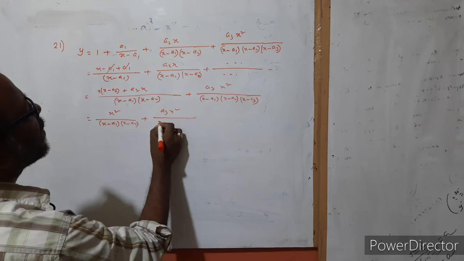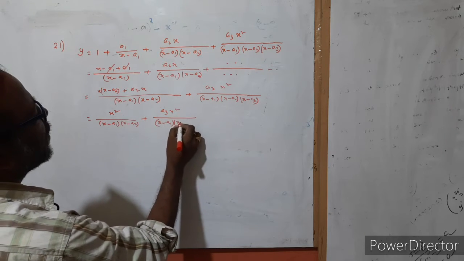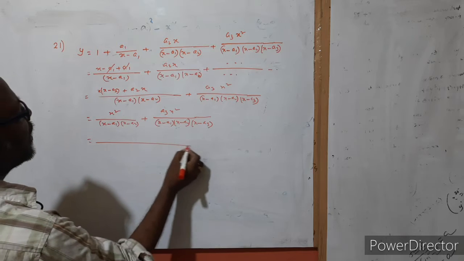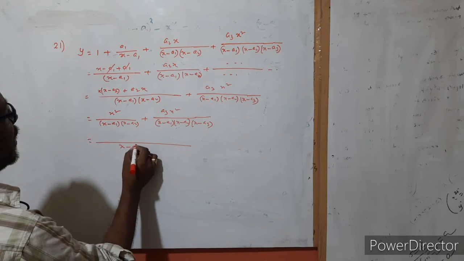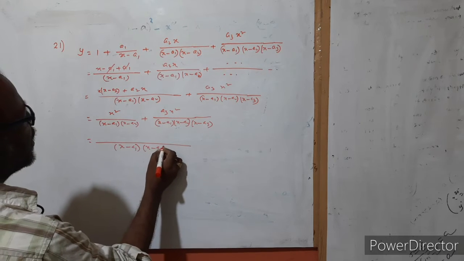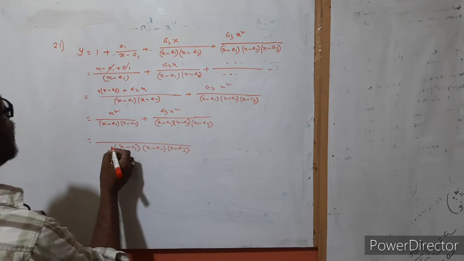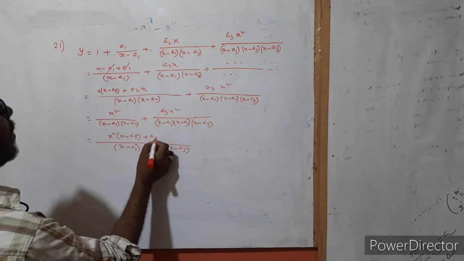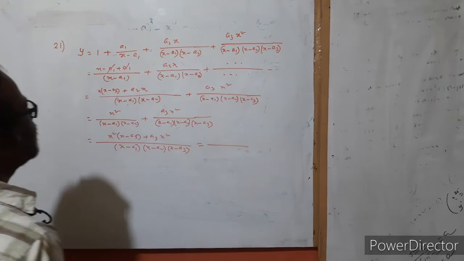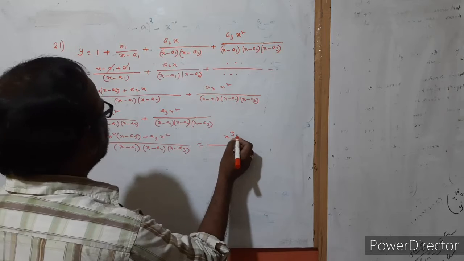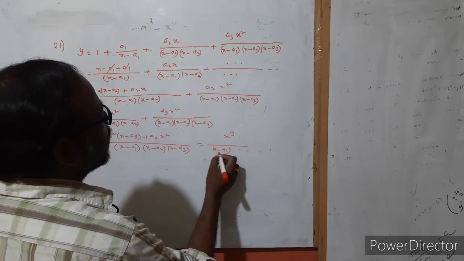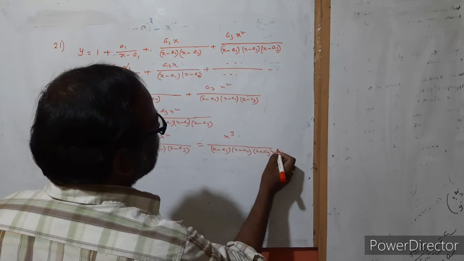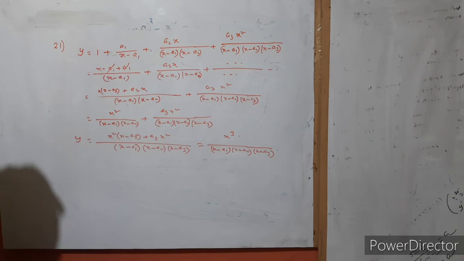into x square by x minus a1, x minus a2, x minus a3, and again we have to take an LCM, that is x minus a1, x minus a2, x minus a3, and multiply by x square into x minus a3 plus a3 into x square, and that is equal to x cube by x minus a1, x minus a2 and x minus a3. Okay, this is here y.